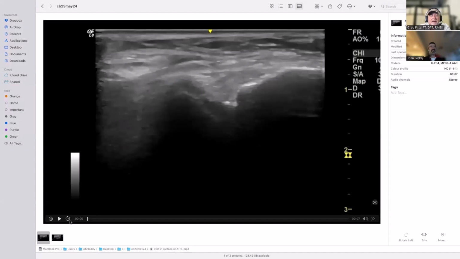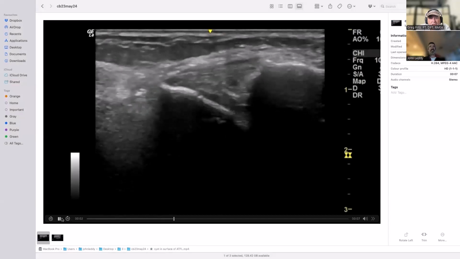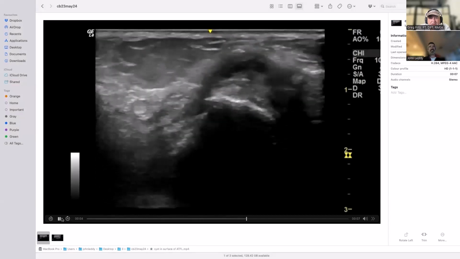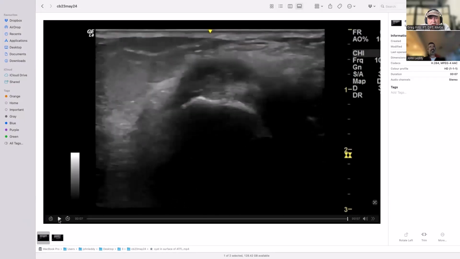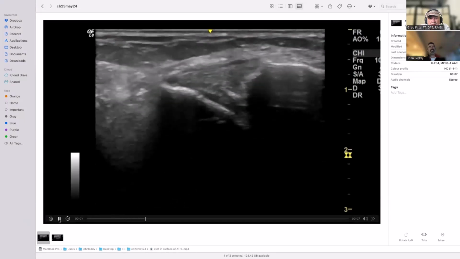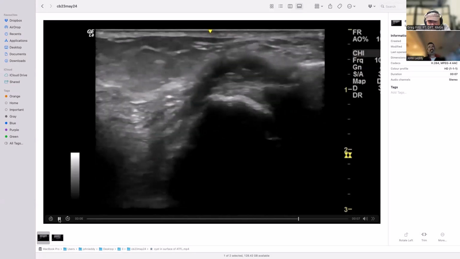Seen before. This is, let's see what you think. That's ATFL, isn't it? Yeah. What's that in ATFL? Wow, that's interesting.